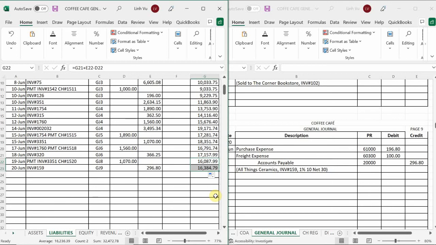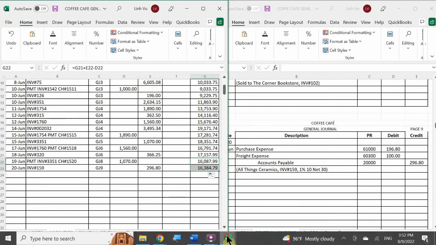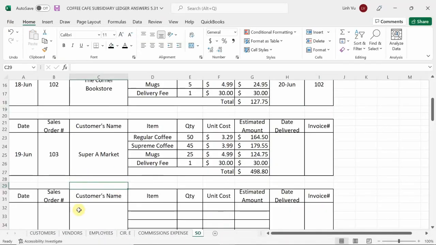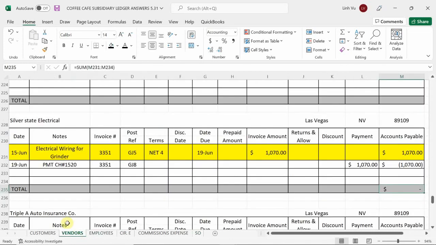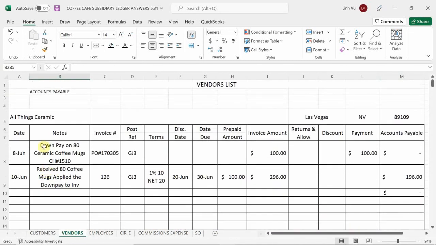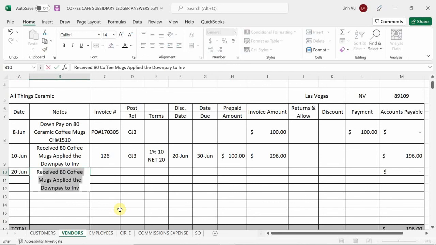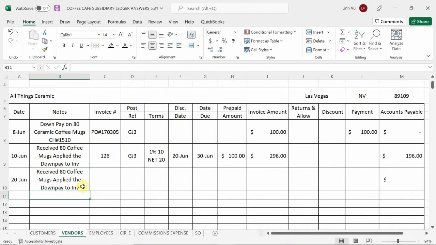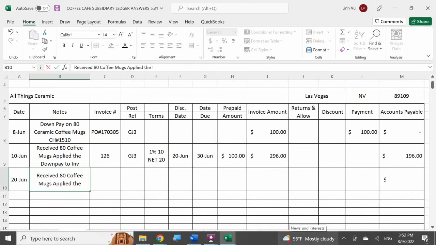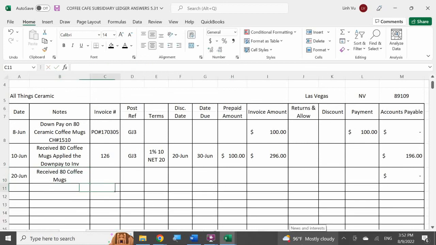And then you would go to subsidiary ledger, to all things ceramic. Okay. Today's date, received 80 coffee mugs. I didn't see a down payment on that. Did we do the down payment earlier? Nope, no down payment for this one. So we can do that.